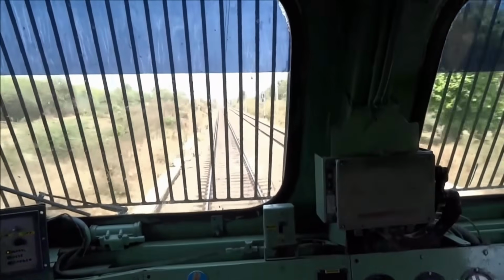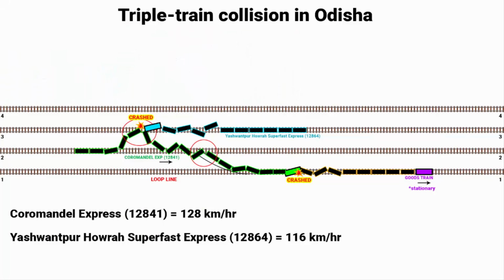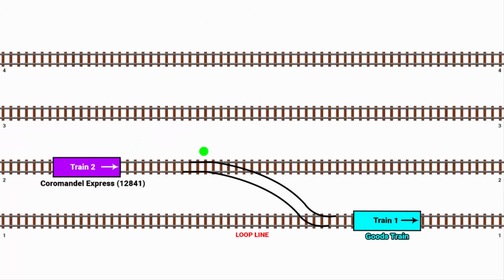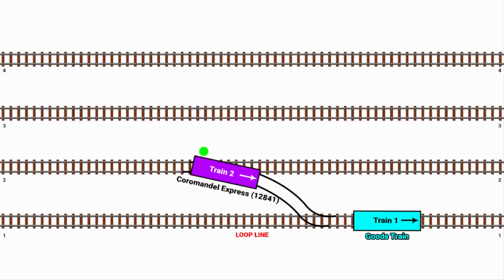The entire Coromandel Express was supposed to move on its own fixed track. And look at the speed of the Coromandel Express train. It was at 128 km per hour. That means the driver had no clue that this train would move into the loop line. But unfortunately, the train did go into the loop line. There are two possibilities to consider in this situation.